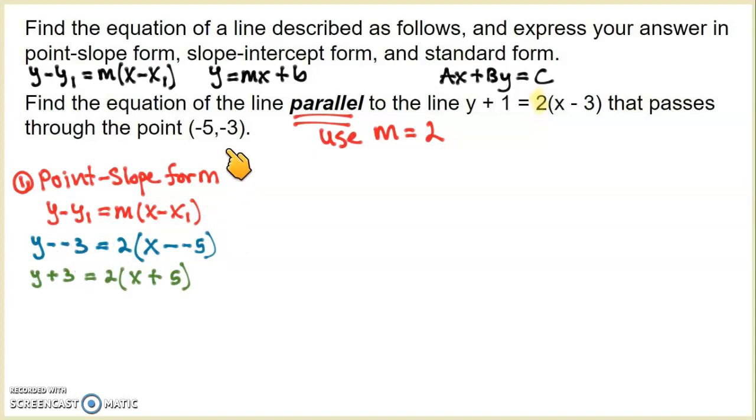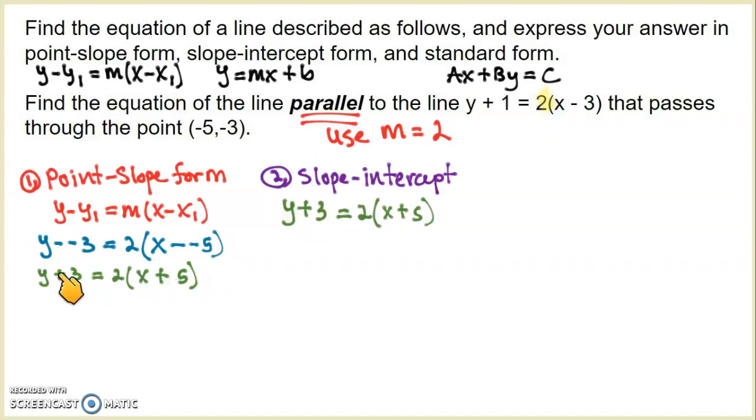y minus -3, that's my y value, 2 is my slope, and x minus -5. I simplify this to keep it in point-slope form, and this is my point-slope form answer. And I'm going to take this answer and use it to write the equation in slope-intercept form.